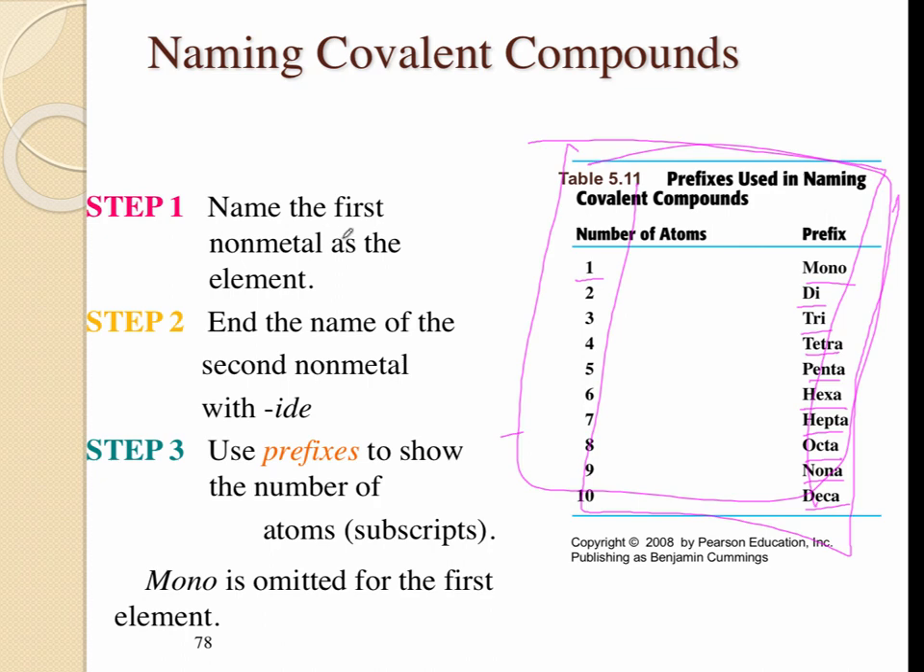All right, so again, name the first element, name the first nonmetal as an element, only use a prefix if it's more than one. End the name of the second nonmetal element with IDE. Always use a prefix with the second. Only use a prefix with the first nonmetal if there's more than one.